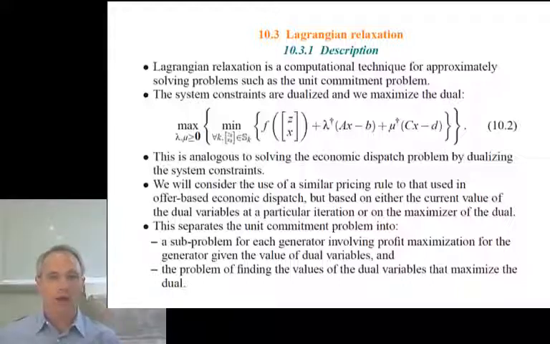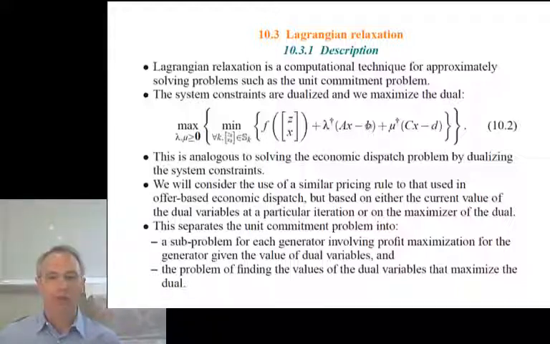So our original primal unit commitment problem required us to minimize over z_k's and x_k's the objective subject to the equality constraints Ax equals b, Cx less than or equal to d. We dualize those constraints, which is to say we bring them into the objective by multiplying them on the left by suitable dual variables lambda and mu, and then we try to find the maximum over lambda and mu greater than or equal to 0.